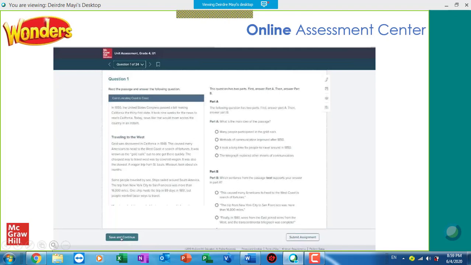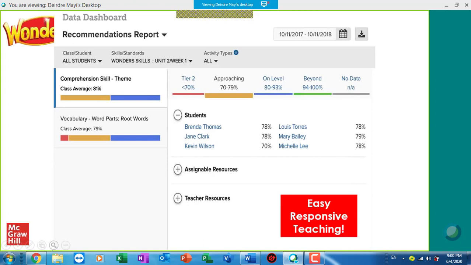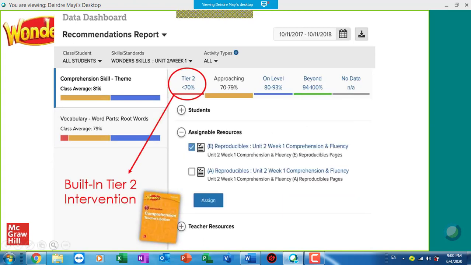For those of you who are interested in administering assessments online, this is what our online assessment looks like. After students have completed their online assessments, the results will be poured into the data dashboard, and the data dashboard will give you information such as how all students are performing or even how one student is performing. Now, notice, if I'm interested in supporting students who are Tier 2, those students who scored below 70%, I have some assignable resources that are on the screen. I have the ability to either print them or to assign them digitally. For students who are even beyond level, there is built-in enrichment that would be assignable.